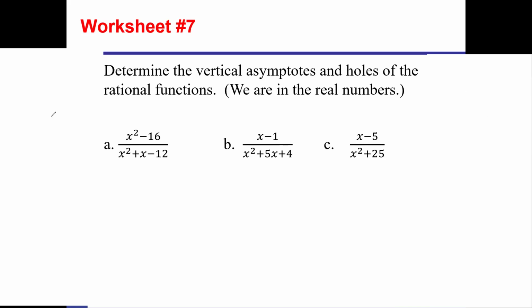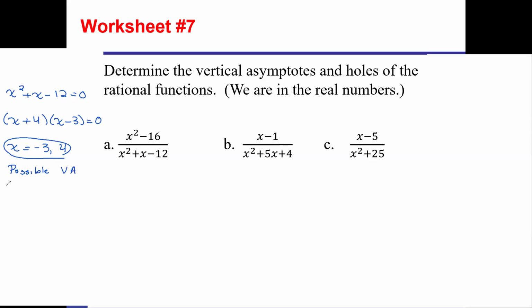So for A, we look at the bottom and we set that equal to 0, to find my possible vertical asymptotes. We have to factor this. This should factor into x plus 4, x minus 3, because they multiply to give me negative 12, but add to give me a positive 1. So I would say that I need to look at the points negative 3 and 4. These are possible vertical asymptotes, so just call them VAs for right now.